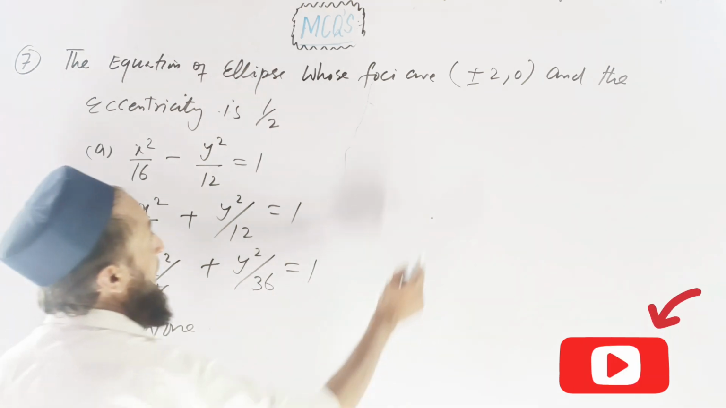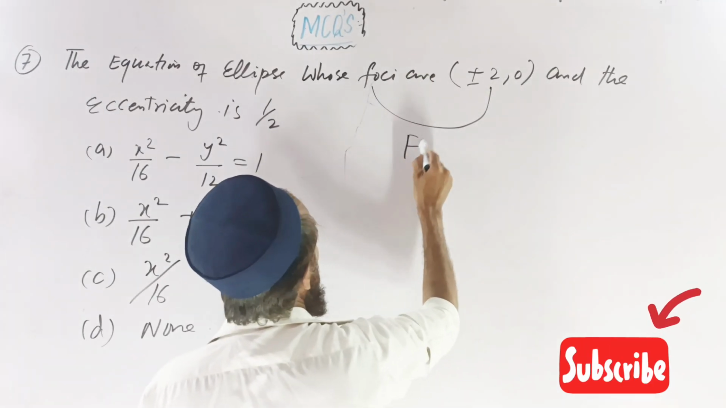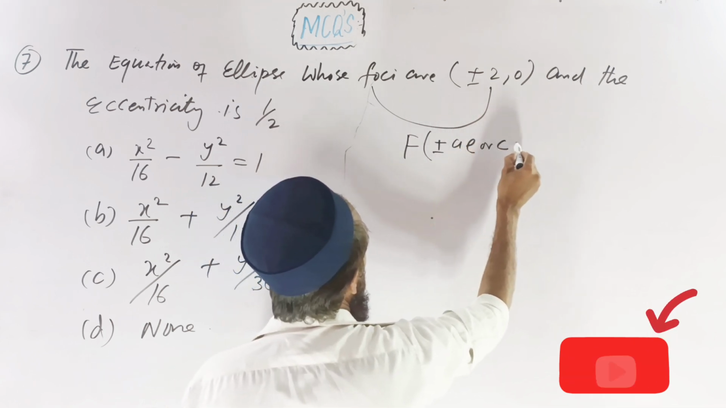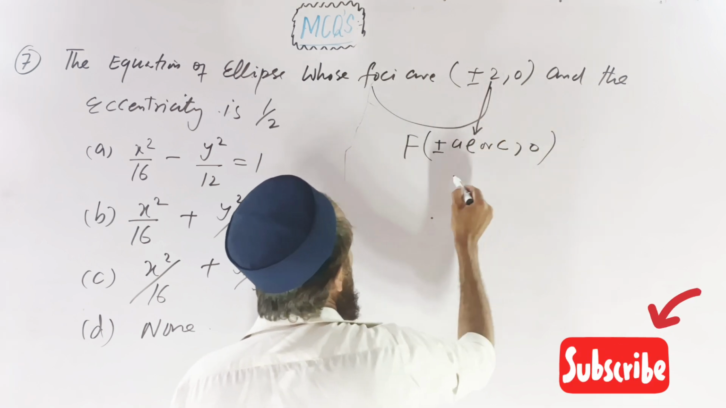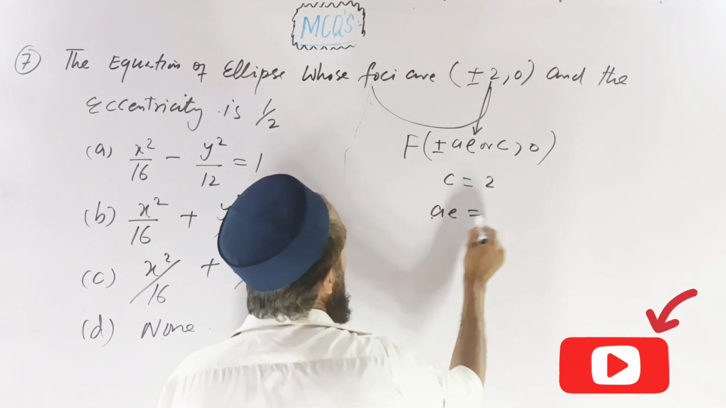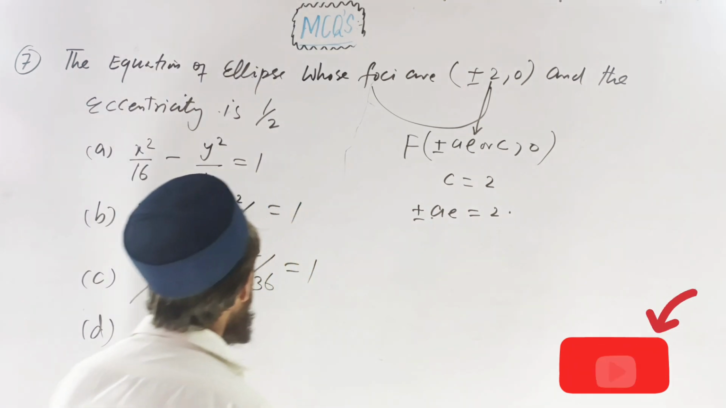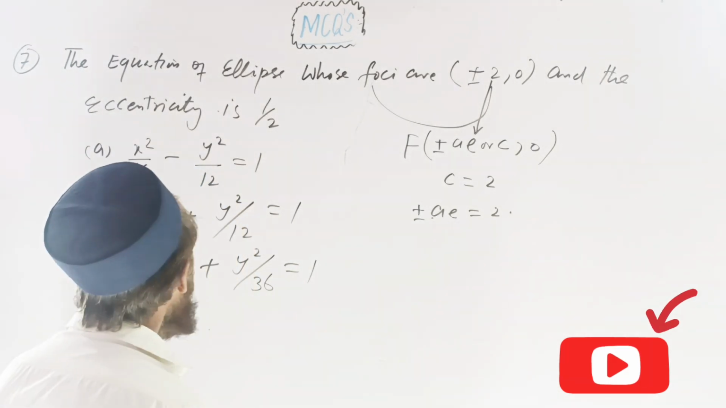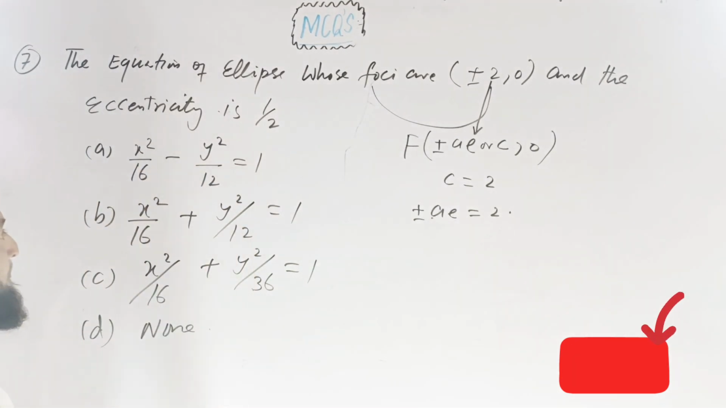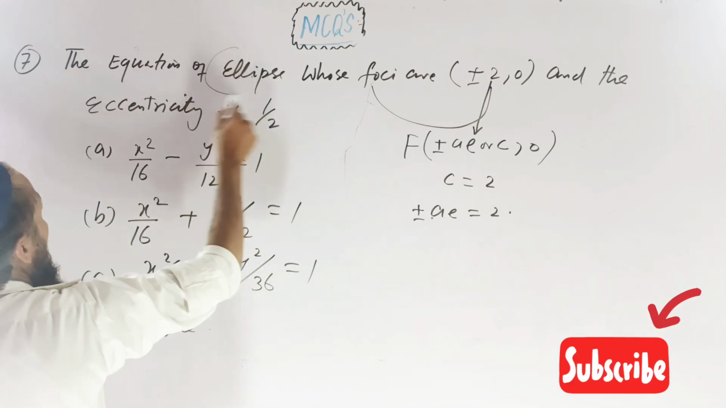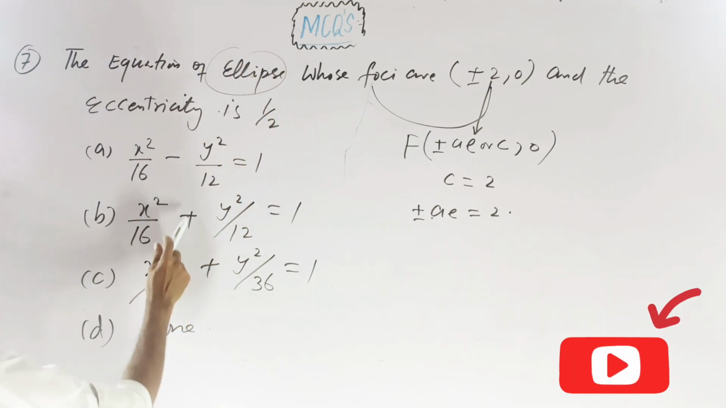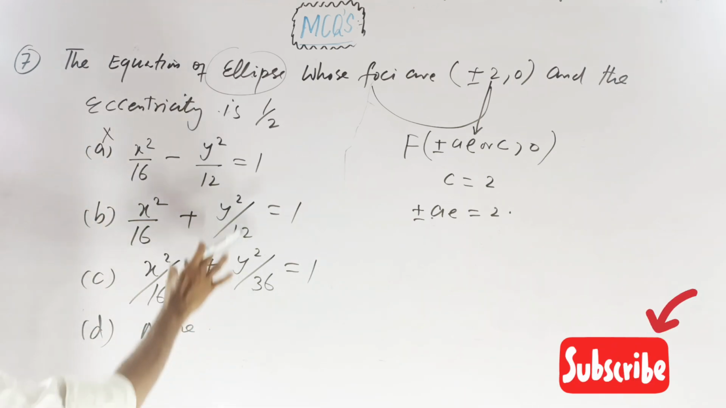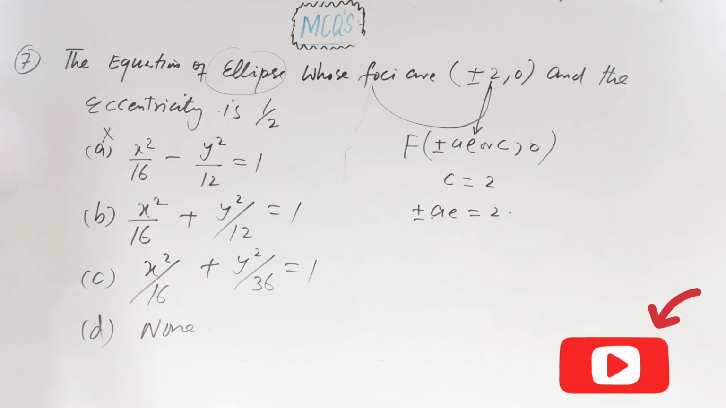So foci is required, according to this formula, plus minus ae, or we can write ae is equal to 2, that is the value of c is equal to 2. But here we require an ellipse, so the equation must have a positive sign. Option A is already a hyperbola equation, so it is not correct. We decided here B or C is the correct option.